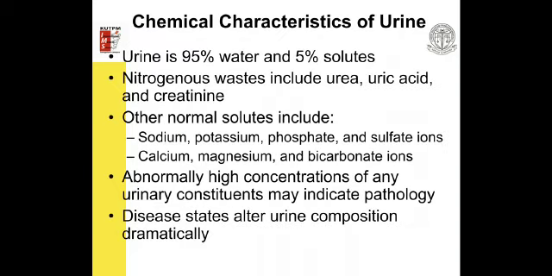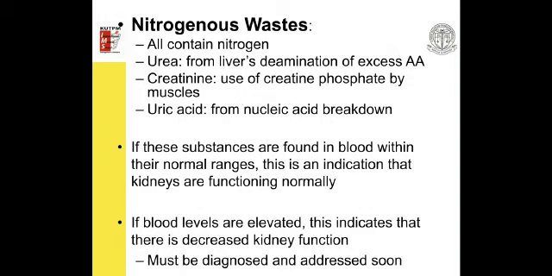The chemical characteristics of urine are: urine is 95% water and 5% solutes. Nitrogenous bases include urea, uric acid, and creatinine. Other normal solutes are sodium, potassium, calcium, and magnesium. An abnormally high concentration of any of these urinary constituents may indicate pathology. Disease states alter urine composition dramatically. The nitrogenous waste products like urea, creatinine, uric acid, and also nitrogen, result from deamination and breakdown of creatinine, phosphate, and nucleic acid.